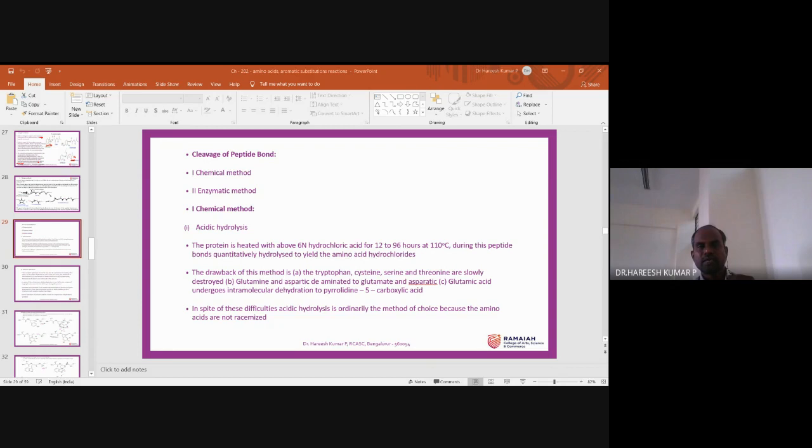So for his work, the Nobel Prize Committee gave a Nobel Prize to Sanger for his contribution towards peptide chemistry, more particularly the synthesis of insulin.